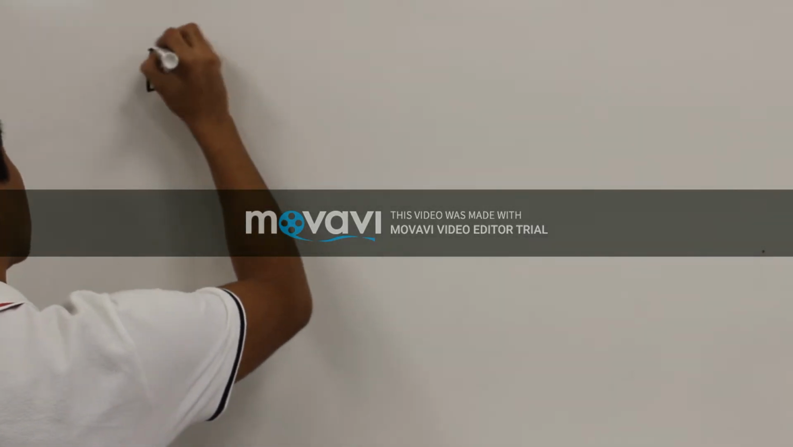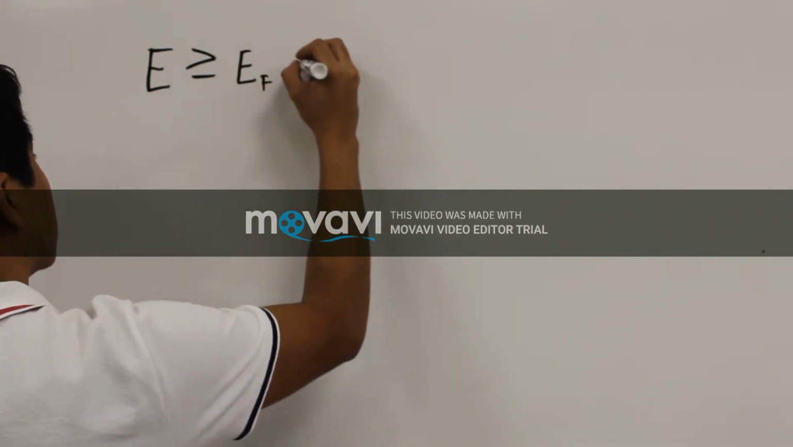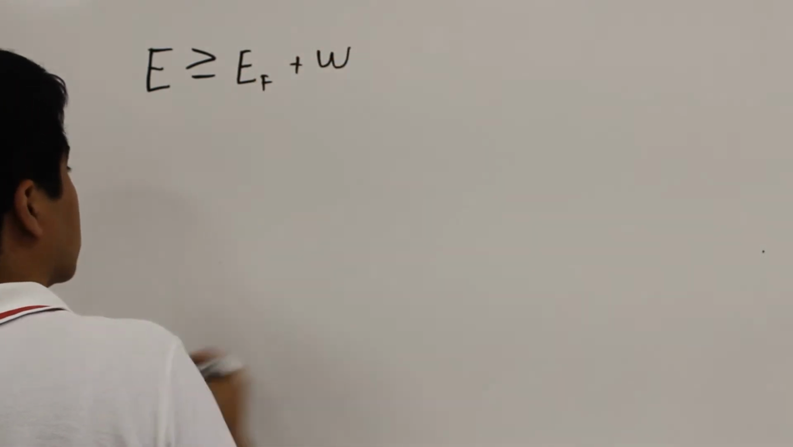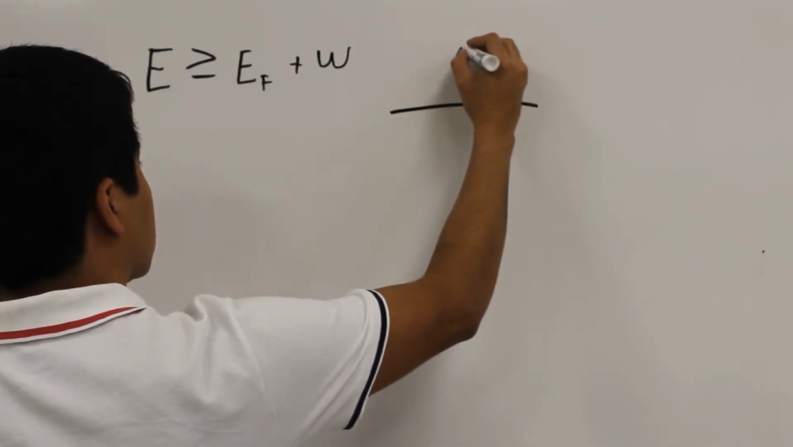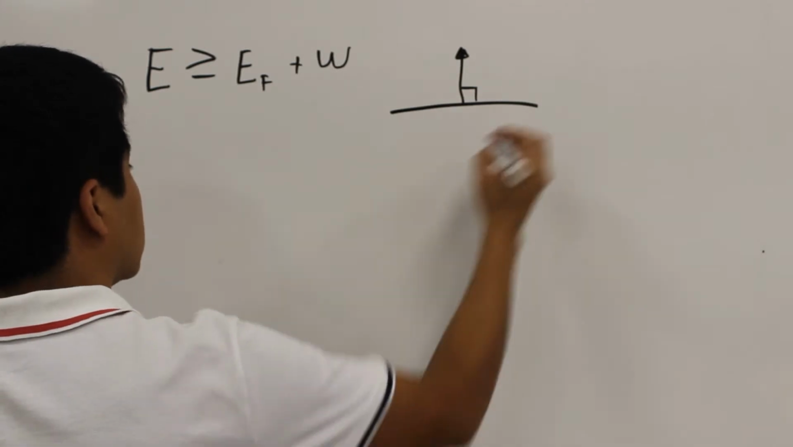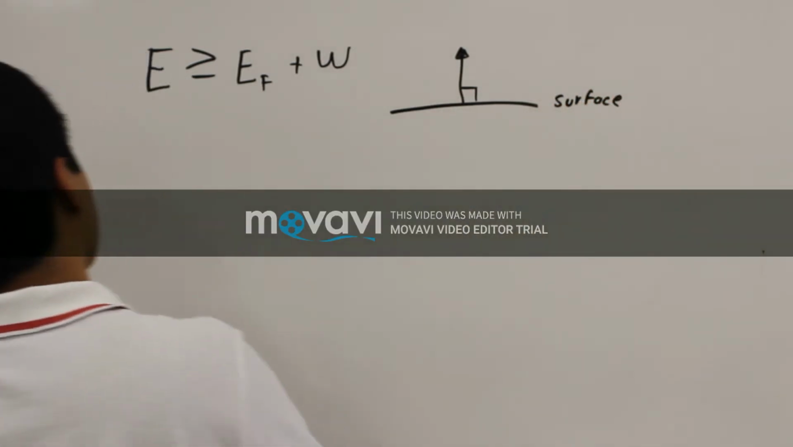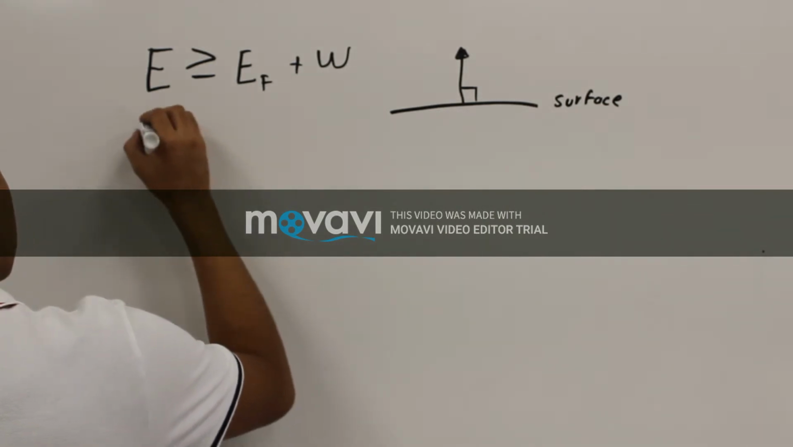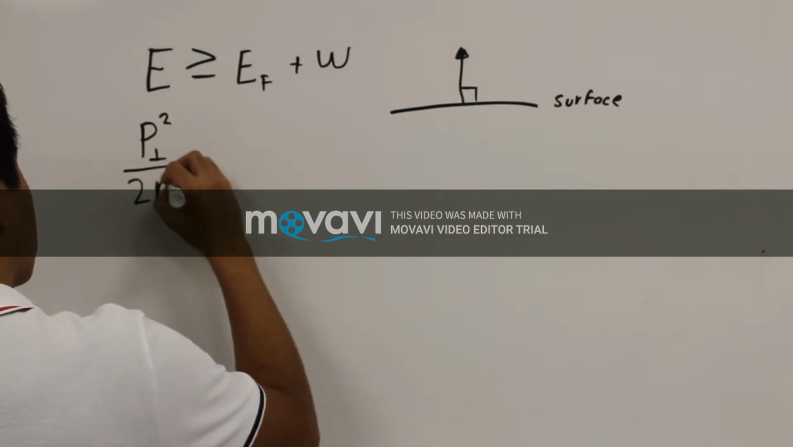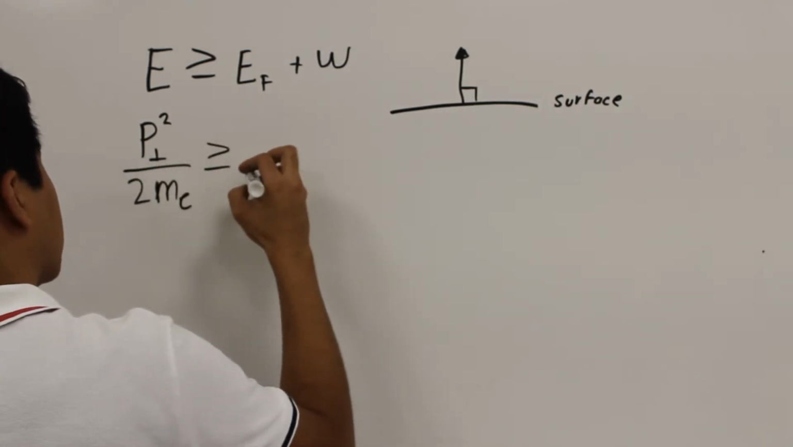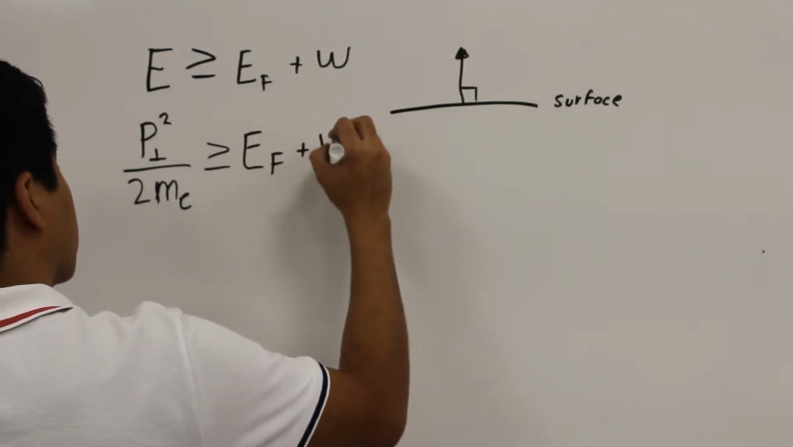Electrons that can escape from the metal need to have an energy equal to or greater than the sum of the Fermi energy plus the work function. In other words, we need to take into account that only those electrons with a huge momentum component normal to the surface of the metal can escape from it, having the relation momentum in the normal direction squared over 2m must be equal to or greater than the Fermi energy plus the work function.